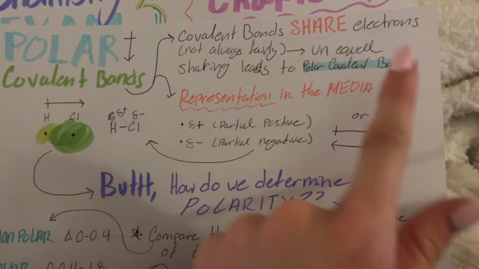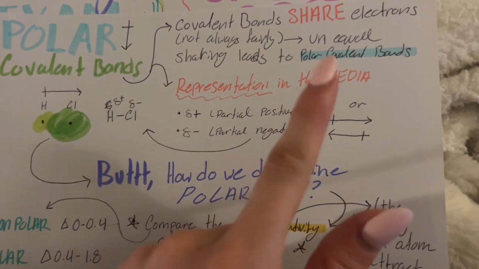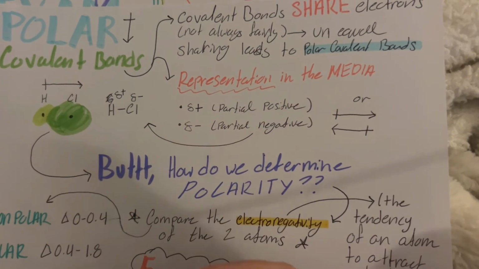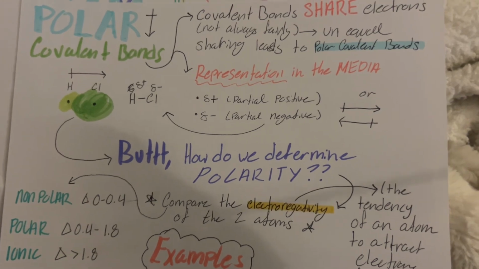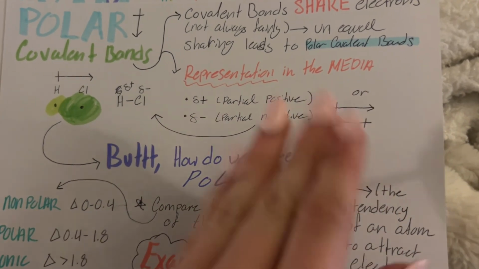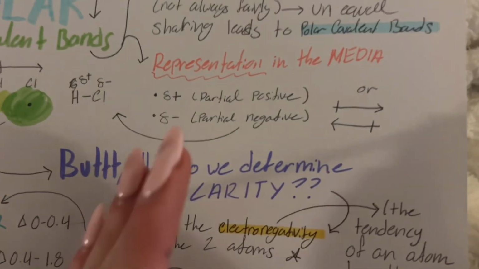Covalent bonds share electrons, but not always fairly. When they're unequal sharing, that's polar covalent. And when they share equally, that's nonpolar. Okay, representation in the media. Just kidding. Representation. This is how you're going to see these.